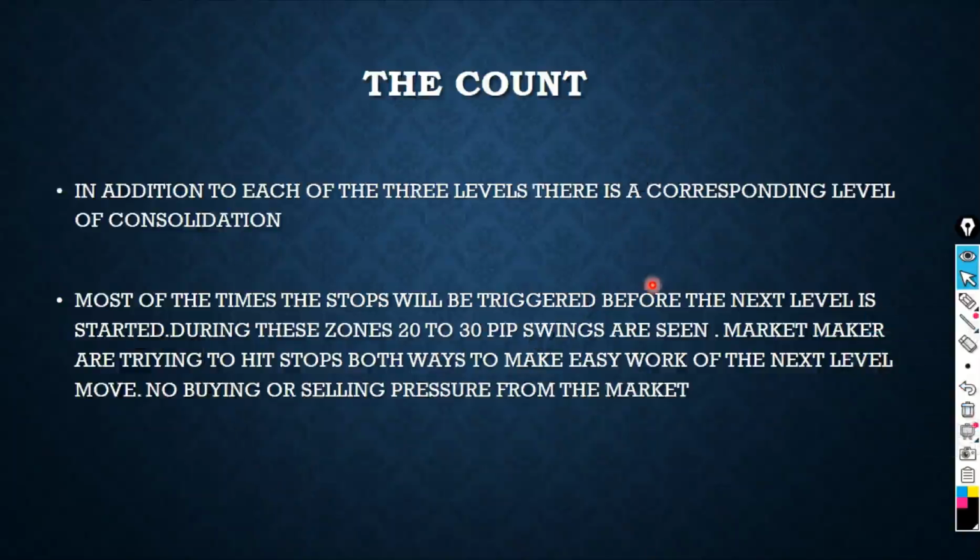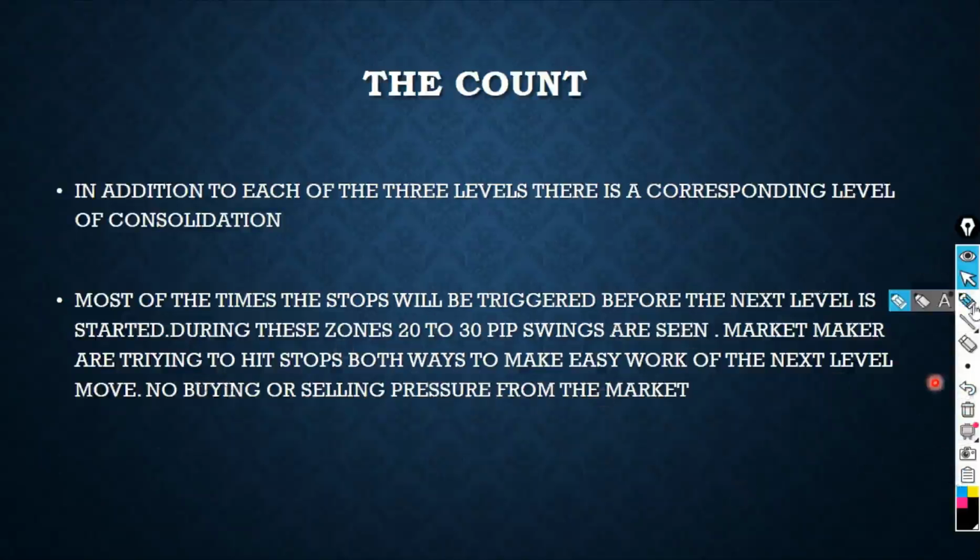Okay, so most of the times the stops will be triggered before the next level is started. During these zones, 20 to 30 pip swings are seen. Market maker is trying to hit stops both ways and making easy work for the next level move. So no buying or selling pressure is being created from the market. This is what I mean.